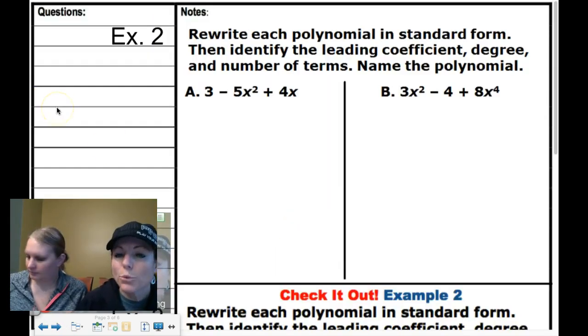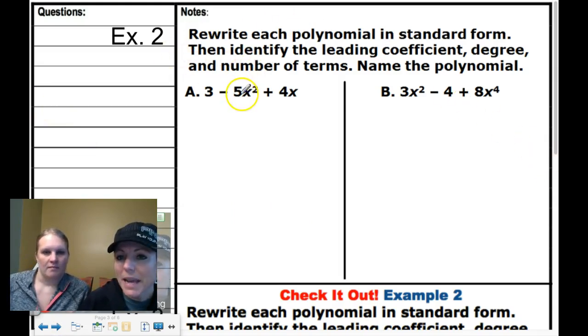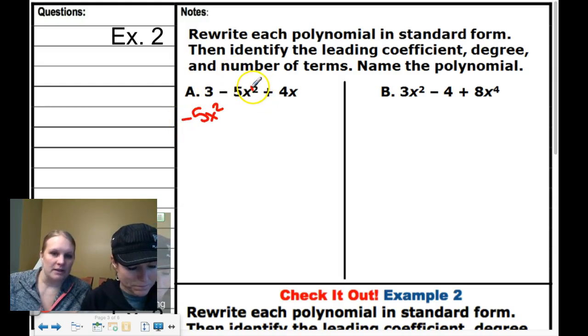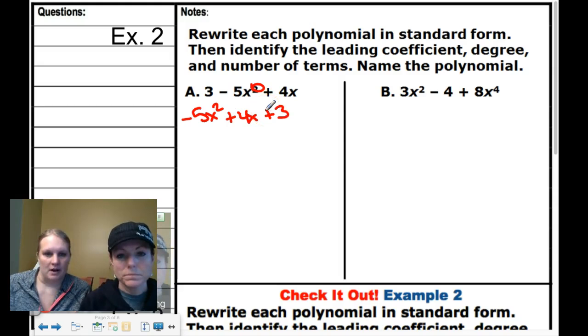So it says, rewrite each polynomial in standard form. Then identify the leading coefficient, the degree, and the number of terms. And then we're going to name it. There's a lot going on here. So let's put it in order. And remember this negative goes along with it. So it's negative 5x squared. And I'm putting that first because we have x squared. That's our highest degree. Then plus 4x plus 3. All right, it's in order.